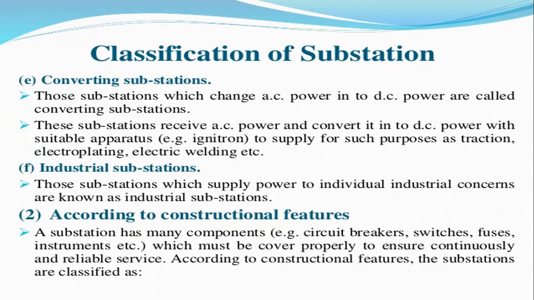Next, industrial substations. For a particular industry, individual substations are placed. These are the various classifications according to the service requirement. Next one is the classification according to the constructional features.